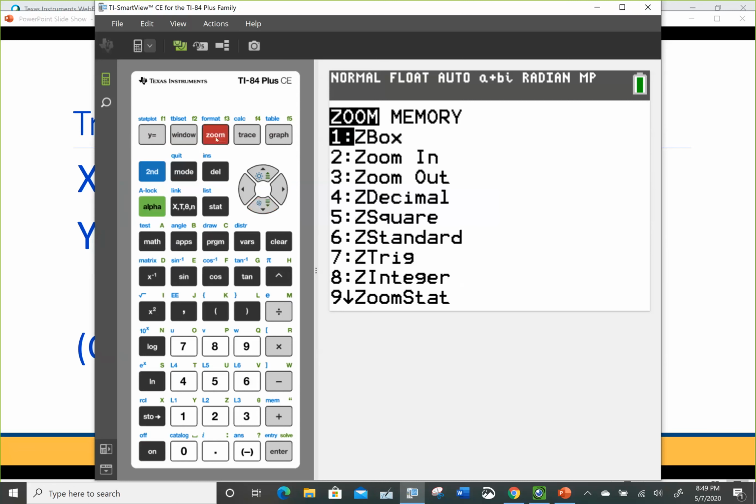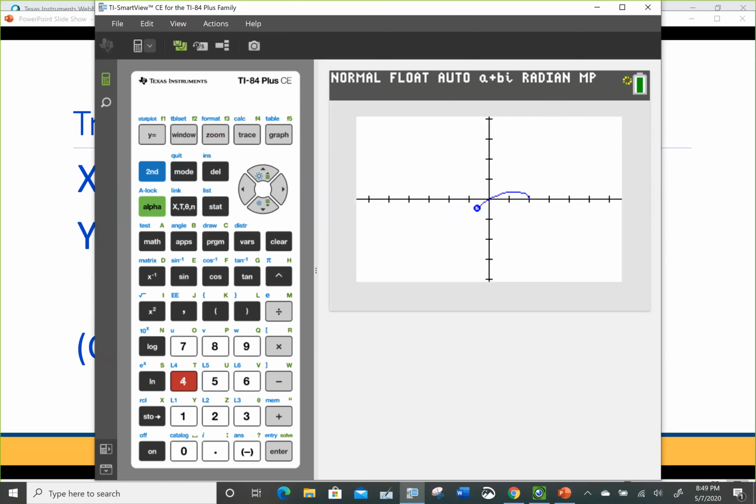And I'm just going to press zoom. Okay. I'm going to hit zoom decimal. I'm sorry, zoom square. Zoom decimal. There. So that we get to actually see our little spirograph type creature. And there it is.